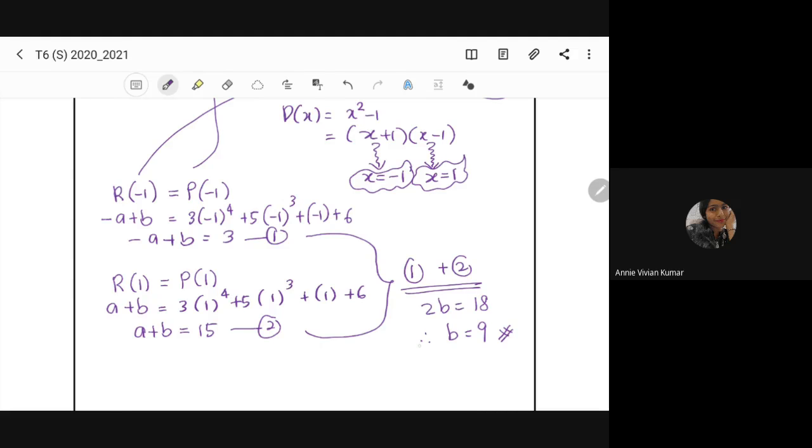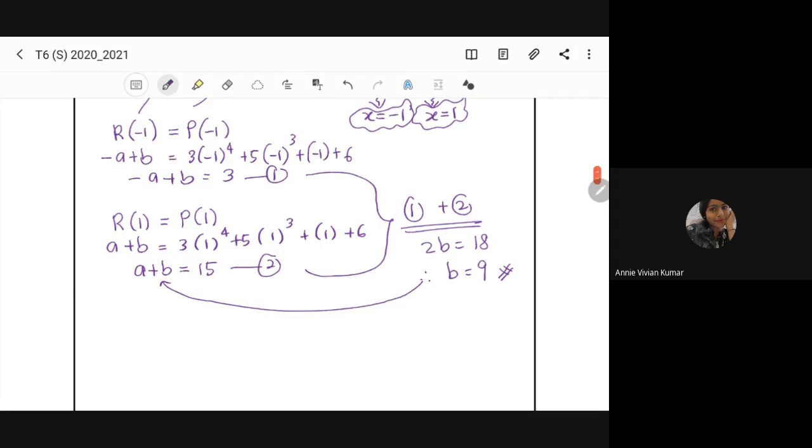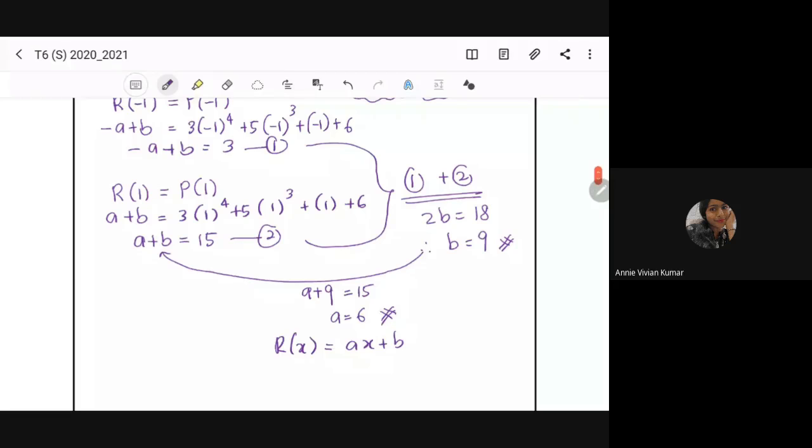We can substitute into either first or second equation to get A. So, I try to substitute into the second. So, I will get A plus 9 equals 15. So, A equals 15 minus 9 is 6. Therefore, okay, from previous, we have Rx equals Ax plus B. So, equals 6x plus 9. Okay, so far until page 8.